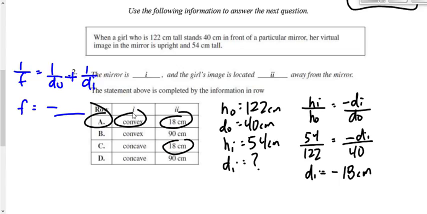Okay, how many people got 2 out of 2 on that? That was a little tricky. Hey, how many people made a mistake on the convex versus concave there? Okay, a couple people. Yeah, I think that was a little bit tricky, okay?